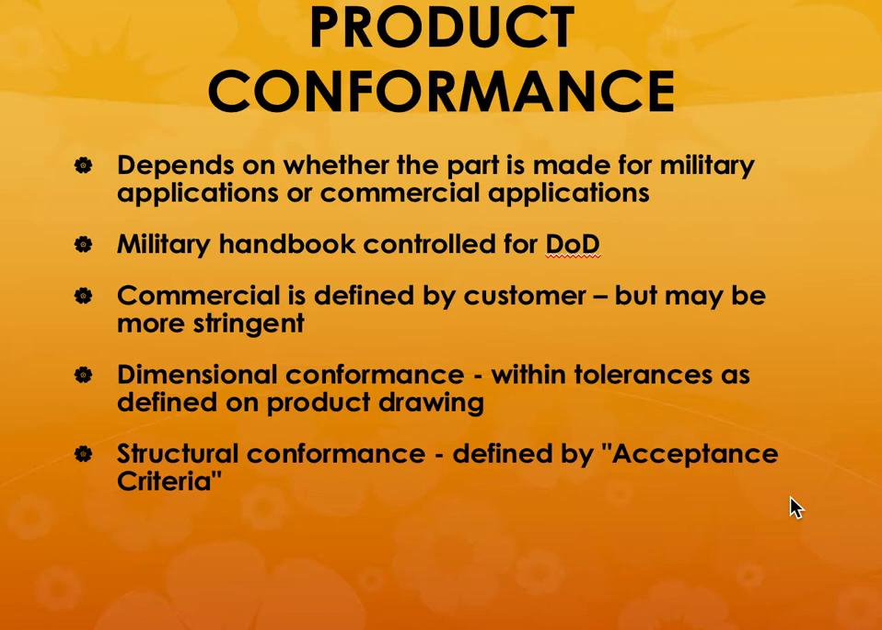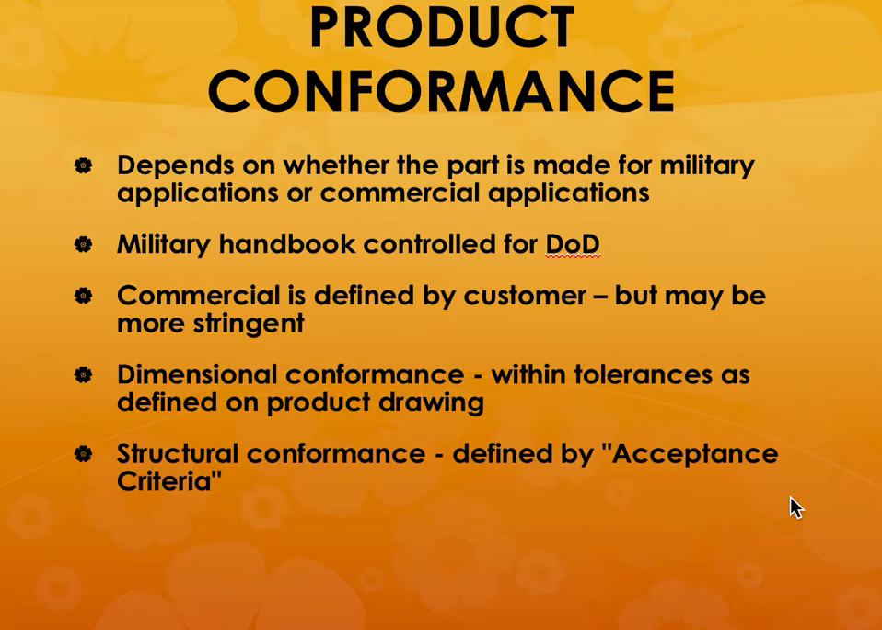How do you know if your component is conforming to the requirements or not? The first thing to note is that it depends upon whether the part is made for military applications or for commercial applications. The military handbook is controlled for the Department of Defense, and the commercial is defined by the customer. But if it is for aerospace, like Boeing or Airbus, those may be more stringent than the Department of Defense.